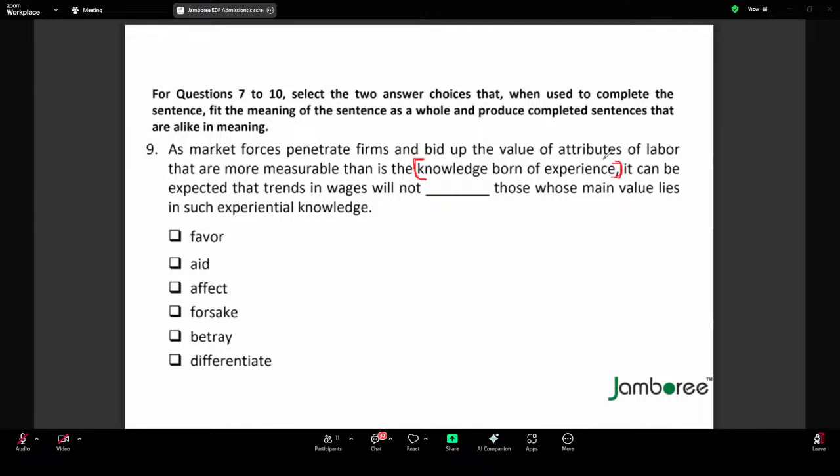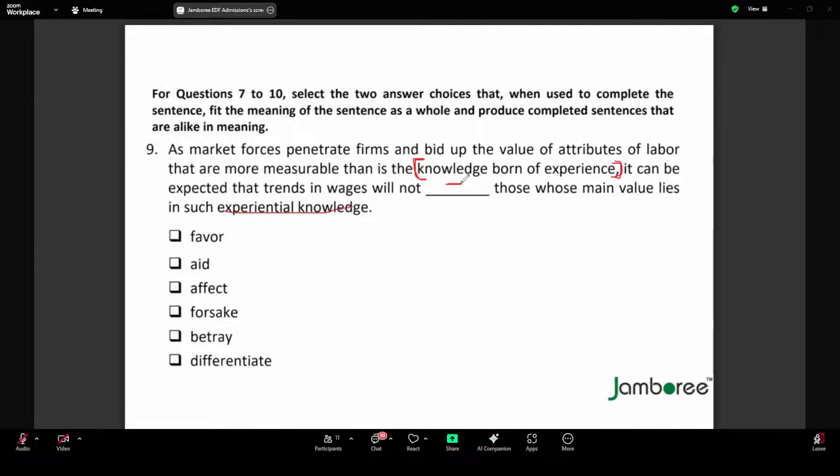So they're saying more measurable. That's why your certification, that's why if you get a score in GRE, it's more measurable. It's like your knowledge is inside your head, right? When you're standing, people don't know how intelligent you are, but your certificates they can see, it's measurable. It's something more quantifiable. Expected wages will not, those values lie in experiential knowledge, that they will not help them.